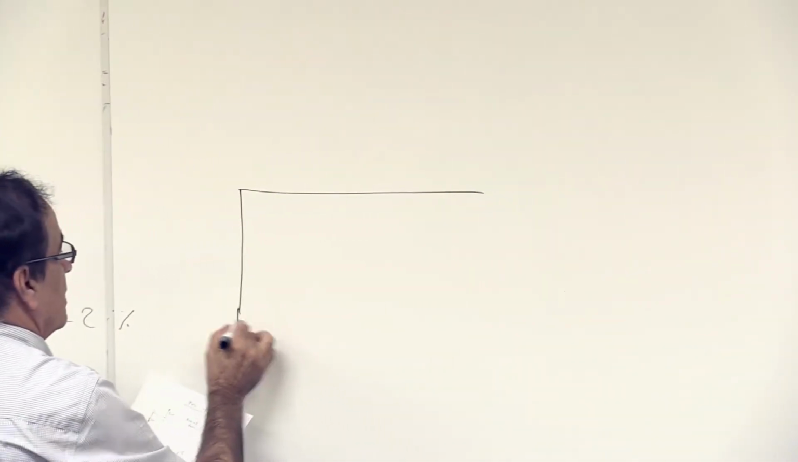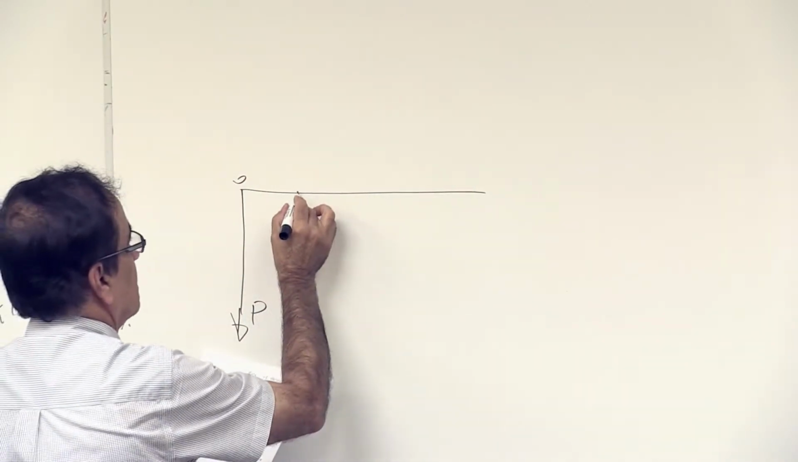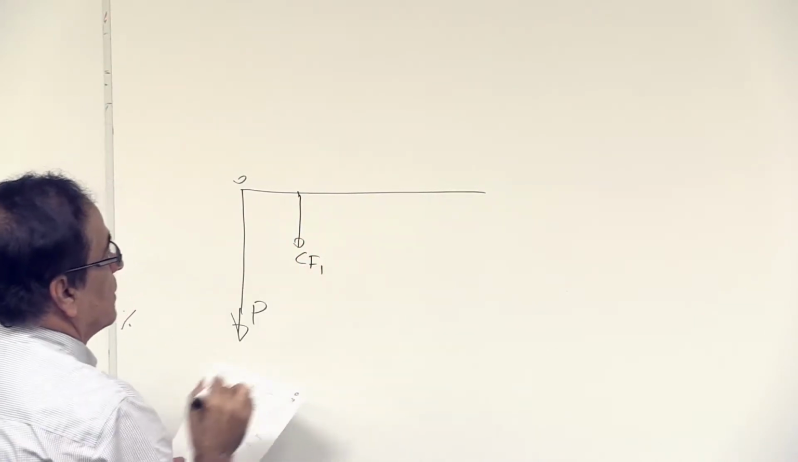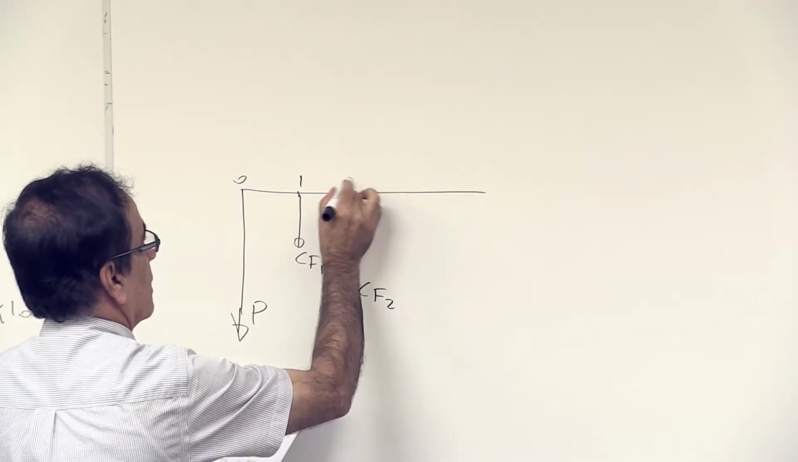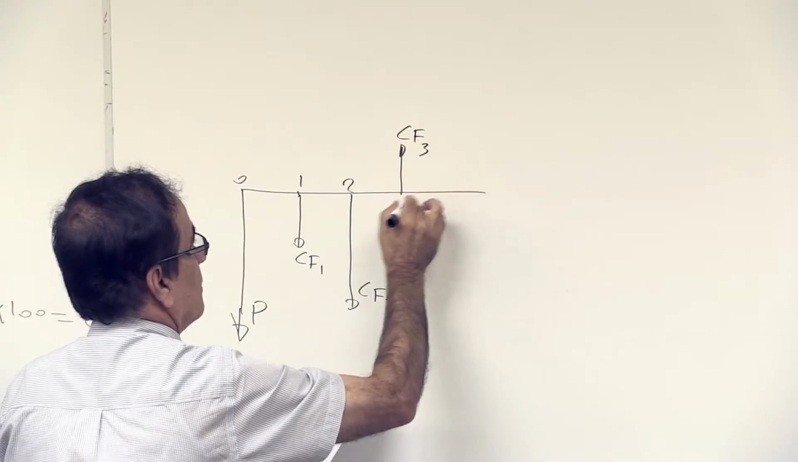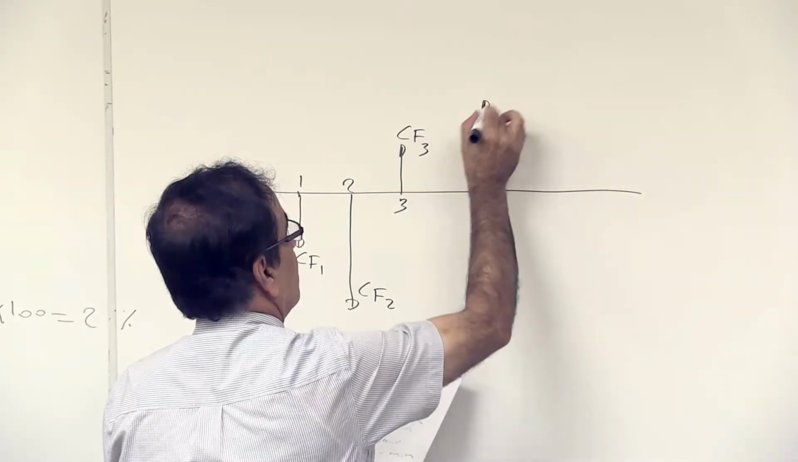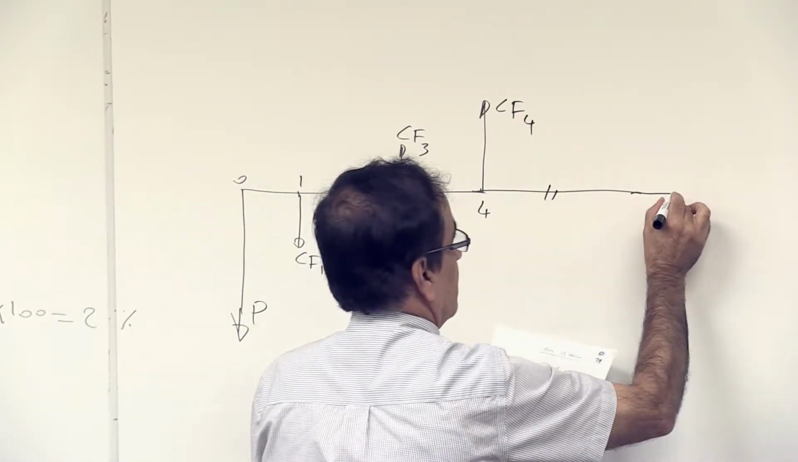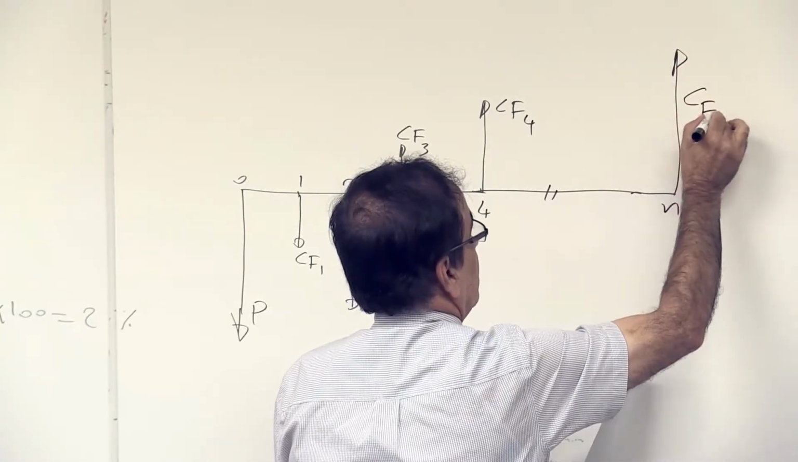So you invest P amount of dollars at time 0. Then you have some cash flow. Some of them are going to be positive, some of them are going to be negative. So I'm going to call this one CF1, cash flow at time 1. This is CF2 at time 2. And then there might be some income. This is CF3, CF4, and continue up to your end. So this might be CFN.